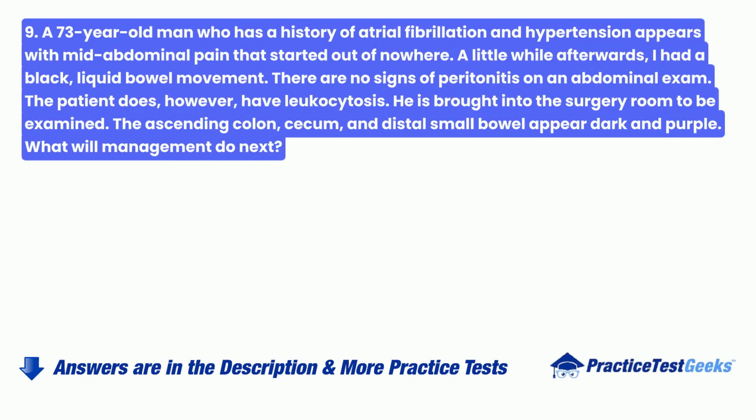9. A 73-year-old man who has a history of atrial fibrillation and hypertension appears with mid-abdominal pain that started out of nowhere. A little while afterwards, he had a black, liquid bowel movement. There are no signs of peritonitis on an abdominal exam. The patient does, however, have leukocytosis. He is brought into the surgery room to be examined. The ascending colon, cecum, and distal small bowel appear dark and purple. What will management do next?